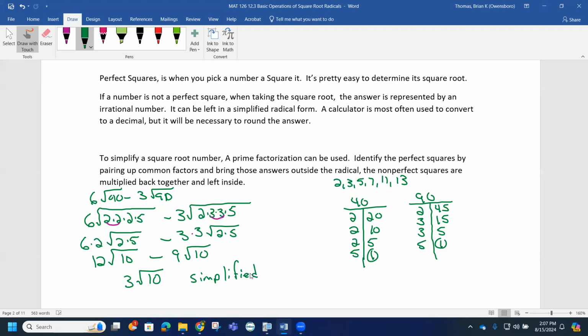They do not want us to change this to a decimal. They want us to leave the answer in radical form, simplified. So that would be our strategy to work this problem out.